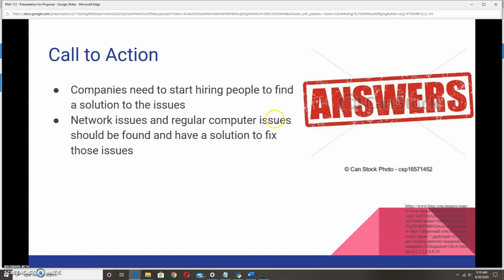My picture is just a simple answers picture, so that way they have the answers for solutions already on standby.